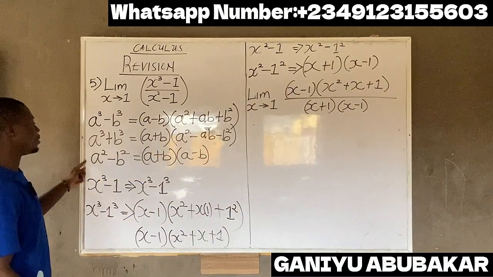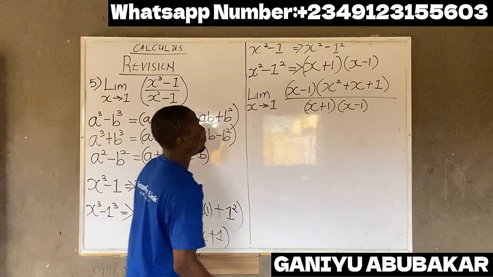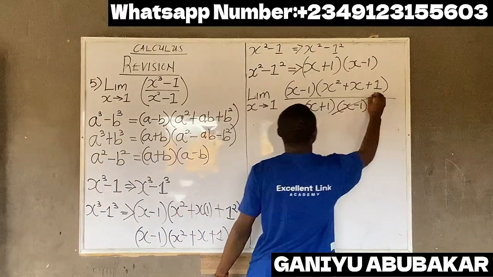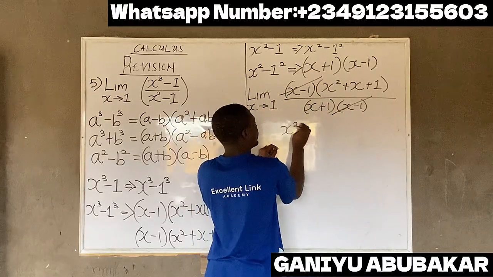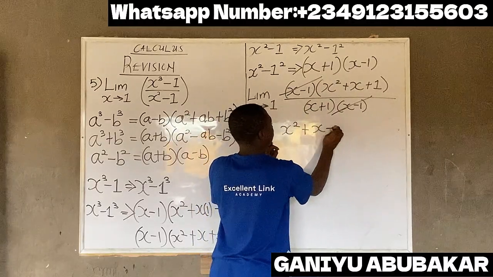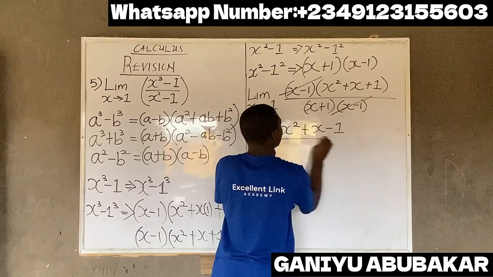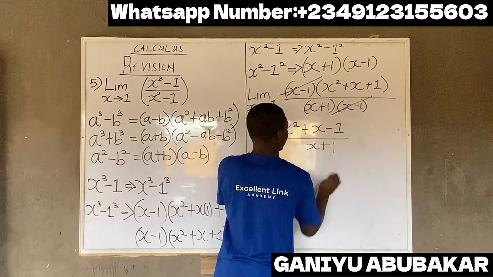So know these things here by memory. Have them in your memory, right? Very important. This cancels this. What am I having left? I'm having x squared plus x minus 1 all over x plus 1.